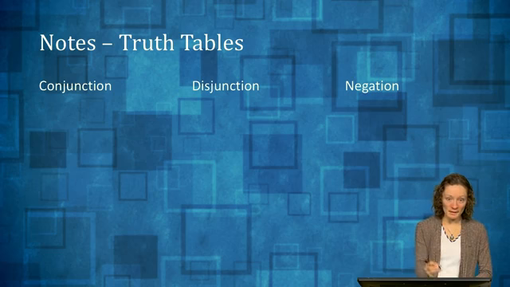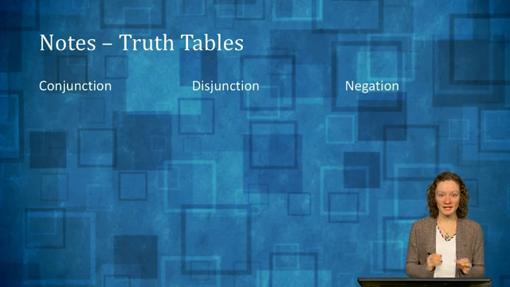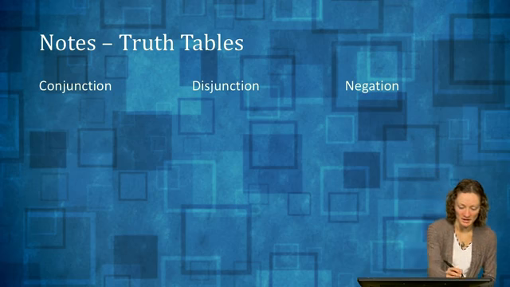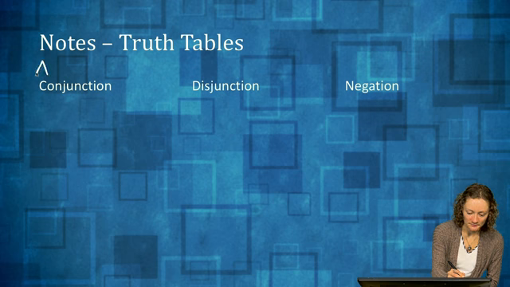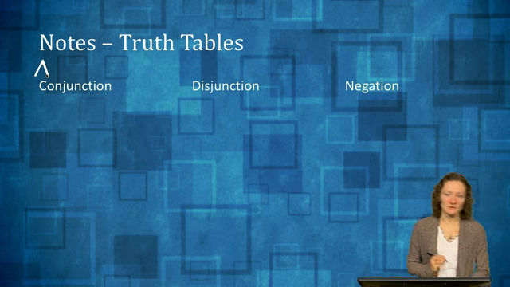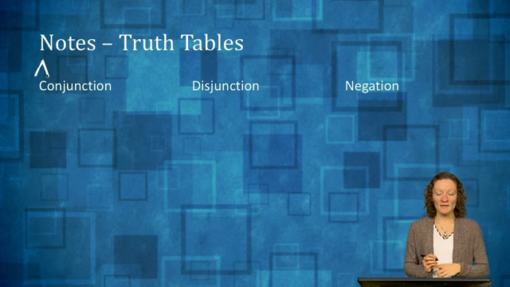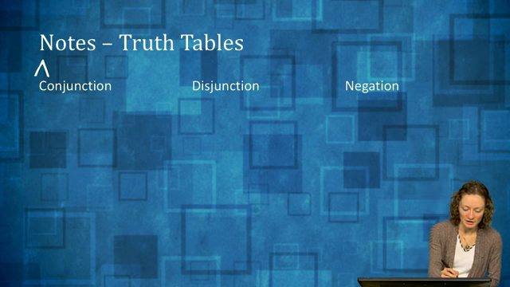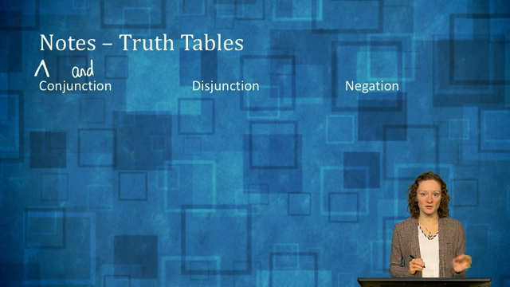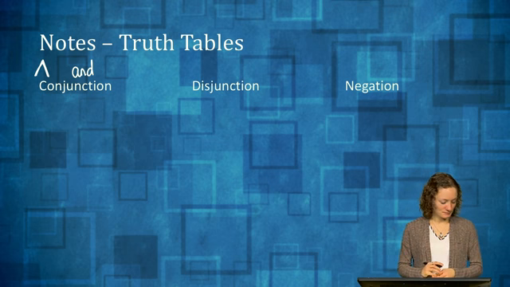All right, so remember that the symbol used to connect 2 ideas that are a conjunction is the down symbol. Kind of a V looking, but upside down. And then the word that would connect 2 ideas in a conjunction is the word and. So these are your this and that scenarios, conjunctions.